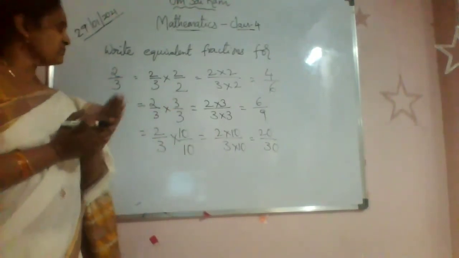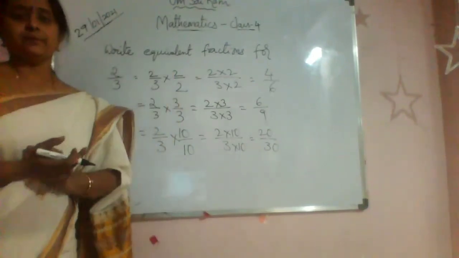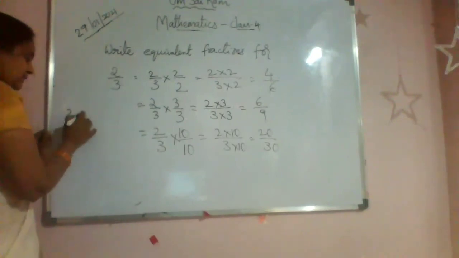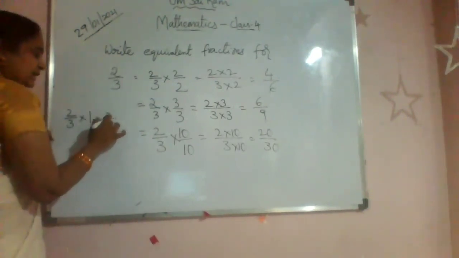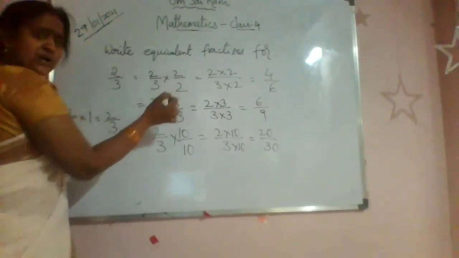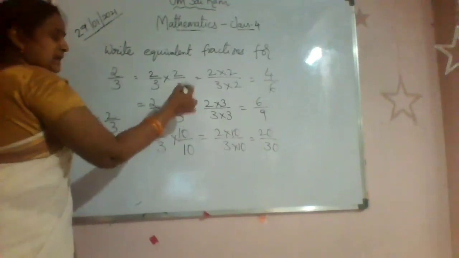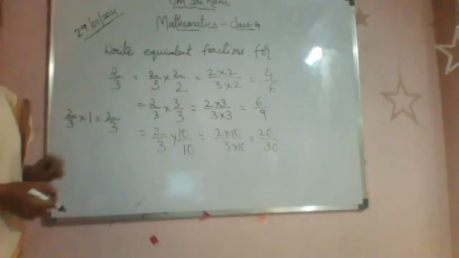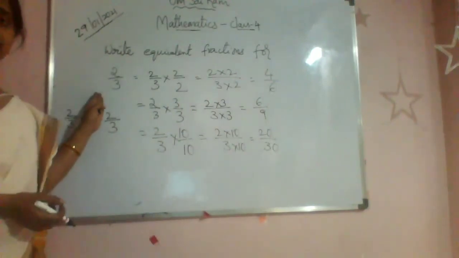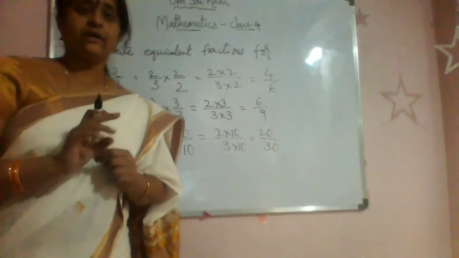Children, why are we multiplying with 2 by 2, 3 by 3? Equivalent fractions means without changing the value, we get so many fractions. When we multiply 2 by 3 with 1, there we won't get any change in the answer. 2 by 2 means 1 only. 3 by 3 means 1. That means we can cancel those values. While simplifying, we get the same first fraction, 2 by 3. Okay, children? Any doubt in this?